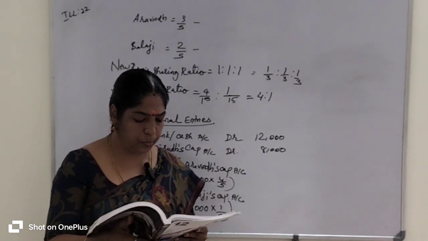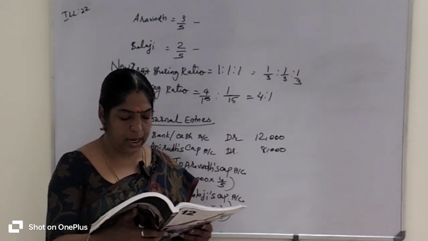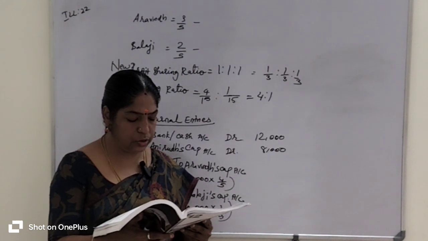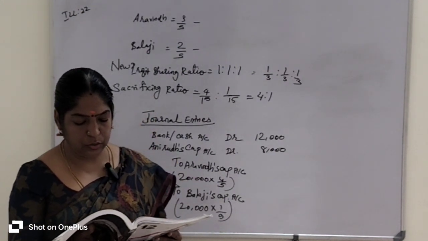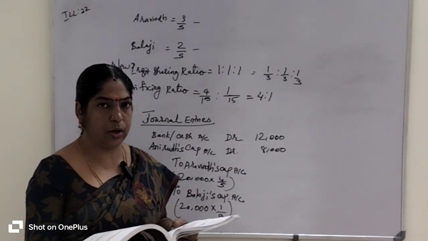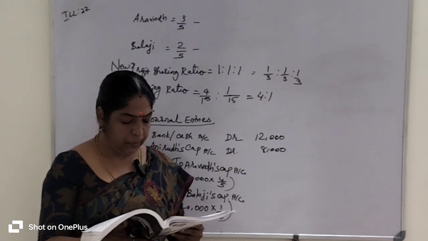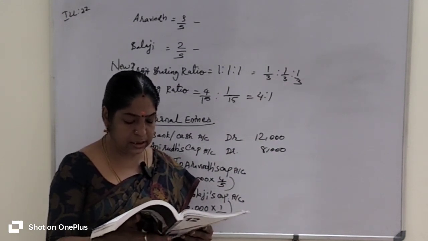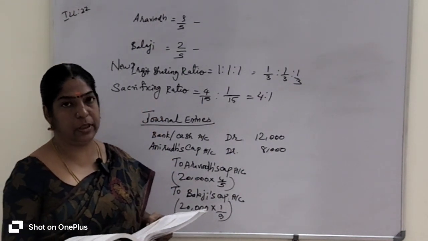Aravind and Balaji are partners sharing profit and losses in the ratio of 3:2. They admit Anirudh to partnership. The new profit sharing ratio is agreed at 1:1:1. Anirudh's share of goodwill is valued at 20,000 rupees, from which he pays 12,000 rupees in cash. Pass necessary journal entries for goodwill on the assumption that the fluctuating capital method is followed.